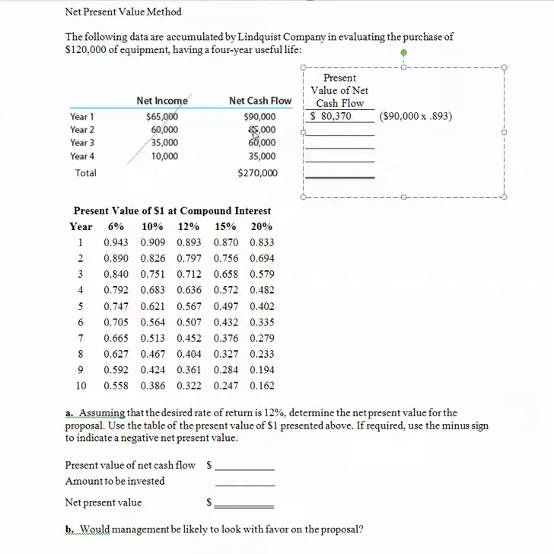$80,370. If we wanted $85,000 2 years from now, again, at a 12% rate, we would multiply that 85,000 times the 2-year factor at 12%, which is 0.797. And that answer is $67,745. We would have to invest $67,745 today if we wanted $85,000 2 years from now and we wanted to earn 12% interest.